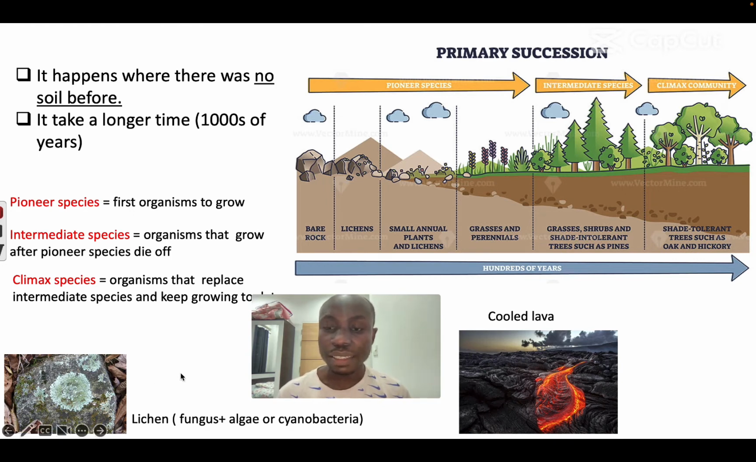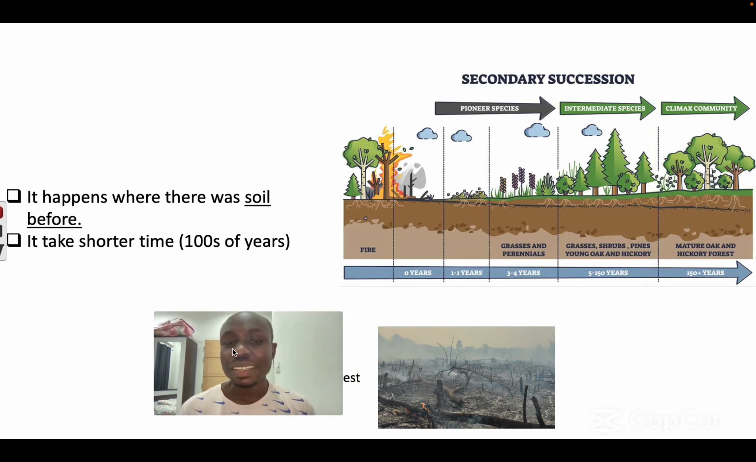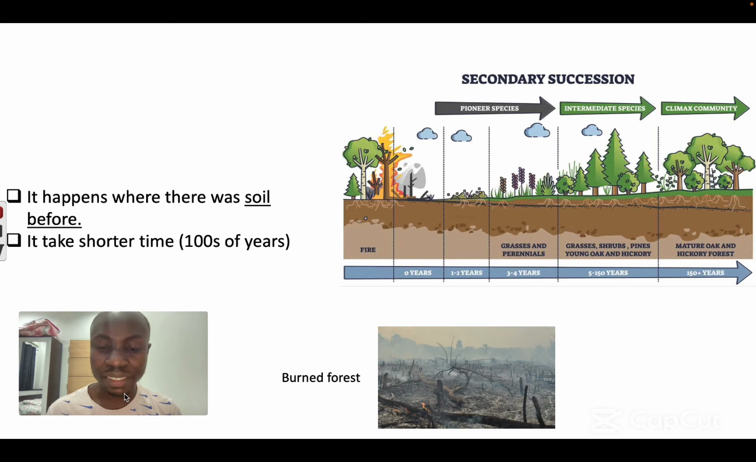So let's look at the next type, secondary succession. What is secondary succession? The secondary succession happens in an area where there was soil before. An example is the burned forest. After we burn the forest, there is still soil, the old soil, where new plants and animals can start to grow. And because there was soil before, it takes a shorter time, about hundreds of years.